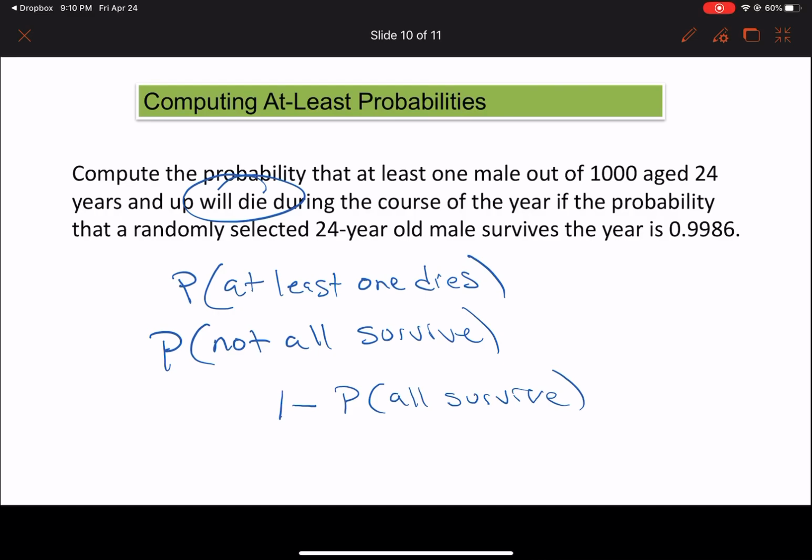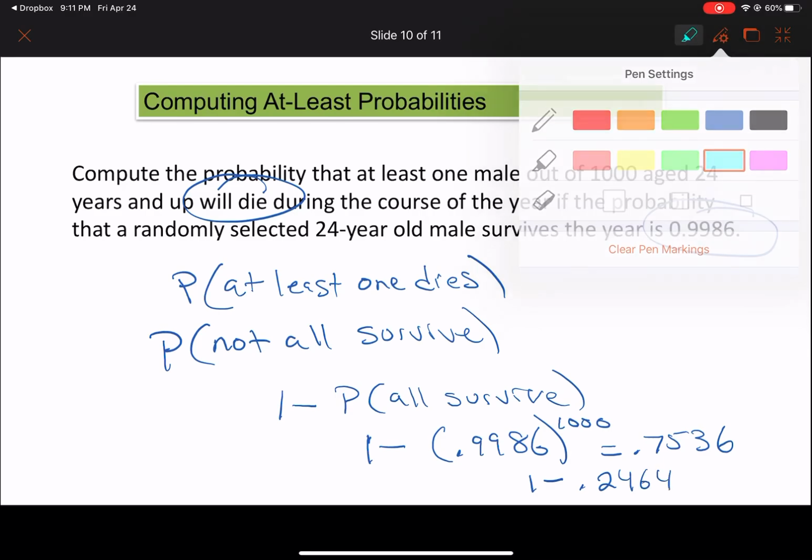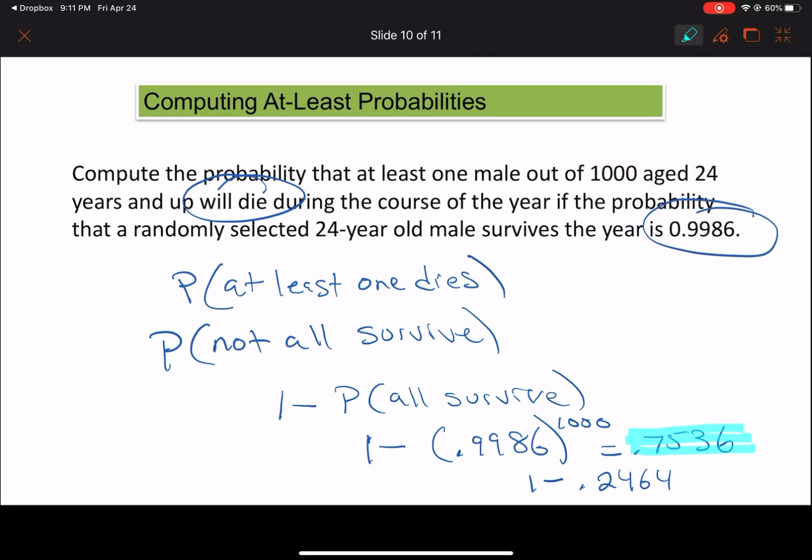So the probability one survives is 0.9986. The probability all survive would be 0.9986 to the 1,000th power, because remember, we're multiplying 0.9986 by itself 1,000 times. So when we put that in our calculator, I'm going to do 1 minus 0.9986 raised to the 1,000th power. That gives me 0.7536, or 1 minus 0.2464. So the probability that at least one will die is about a 75% chance that at least one of those males will die. So it's 1 minus all surviving.